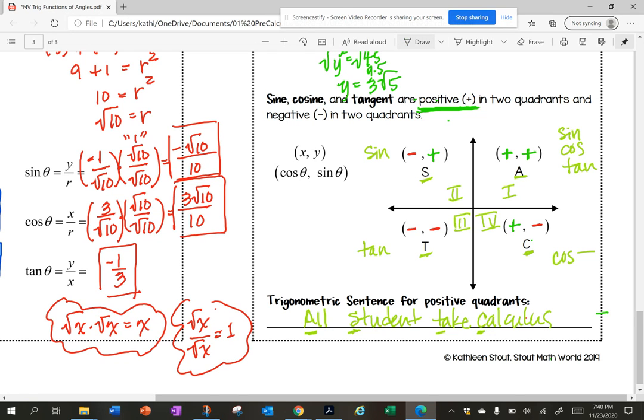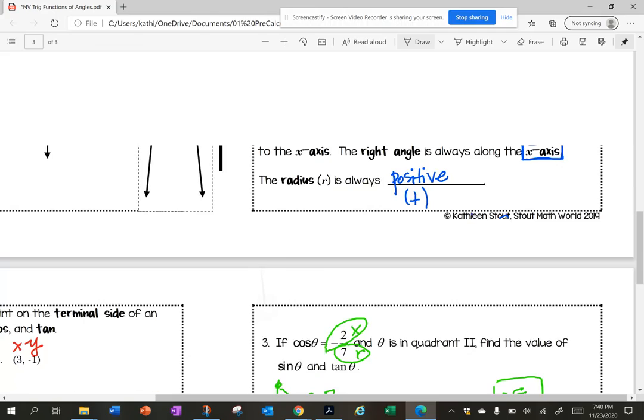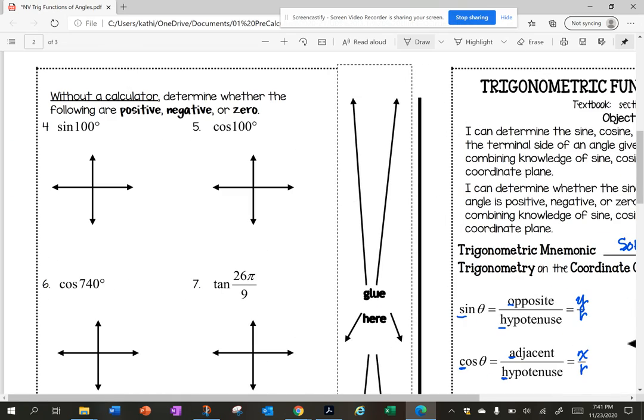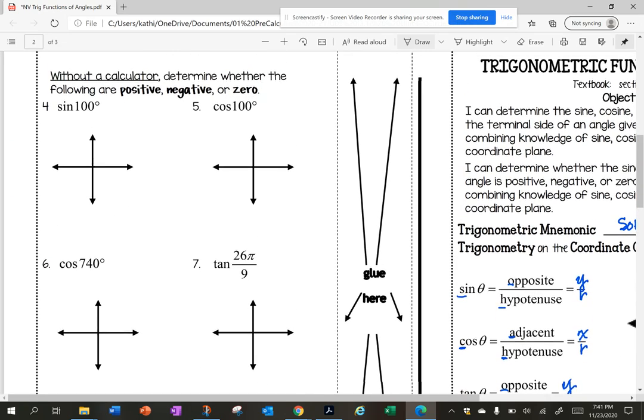All right, next examples of what we're going to work on. We're not using a calculator here. I want to just decide if the trig function is positive, negative, or 0. And we're doing that based on what we just said, that each trig function is positive in 2 quadrants and negative in 2 quadrants. If I'm on an axis, the x-axis or the y-axis, then I'm not positive or negative, so I'm 0.